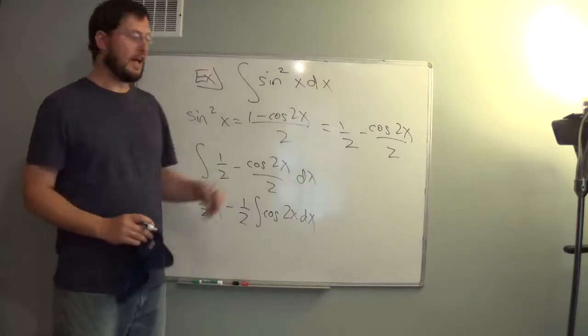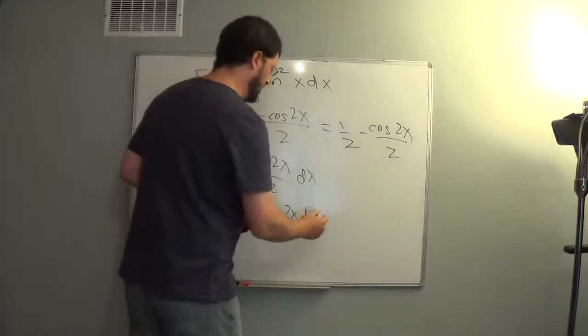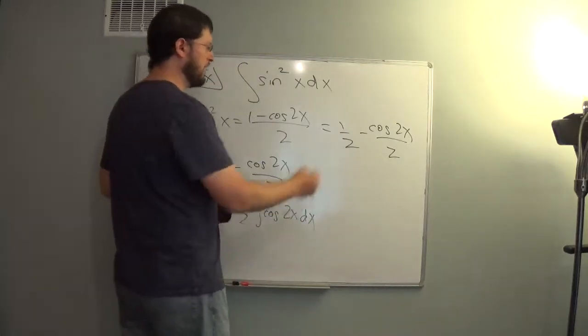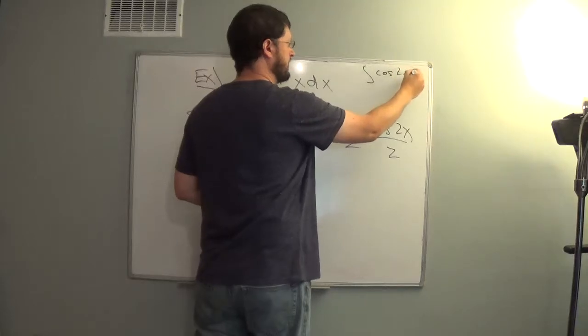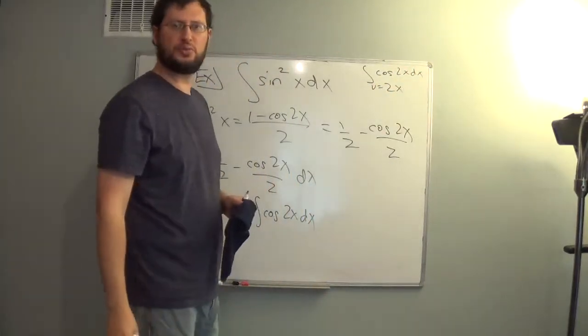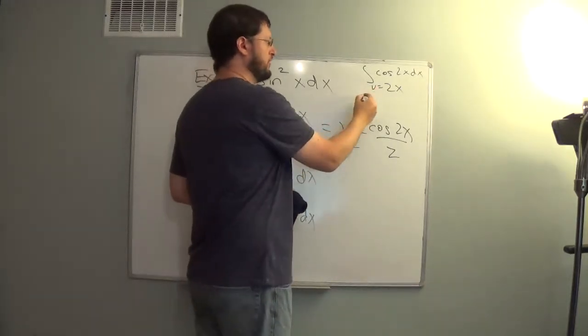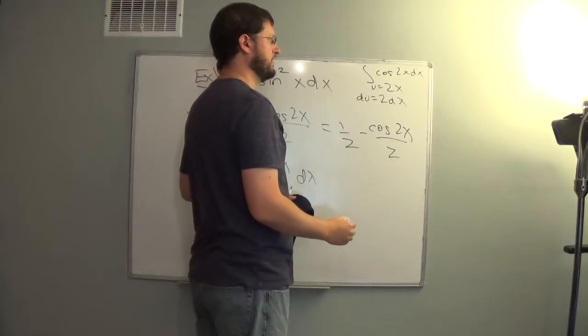Cosine integrates to sine. That 2 is a little bit of an issue, but let's think about how it's going to work. If I wanted to integrate cosine 2x, I could make a u substitution with u equal 2x. So that du is 2 dx.